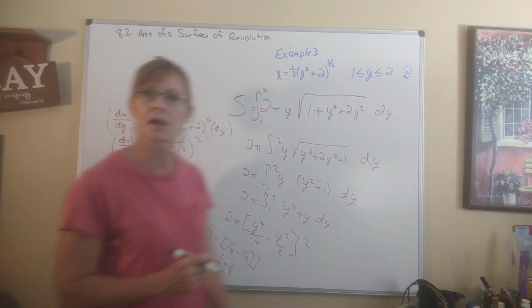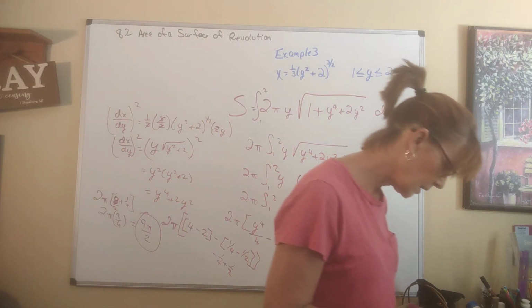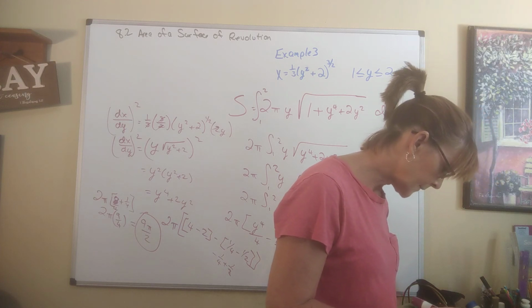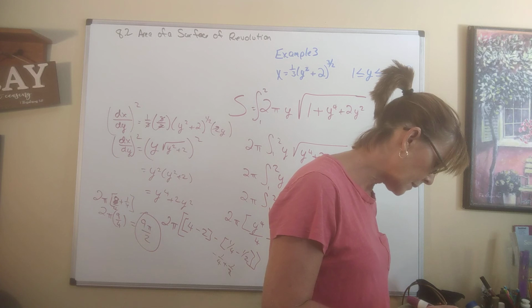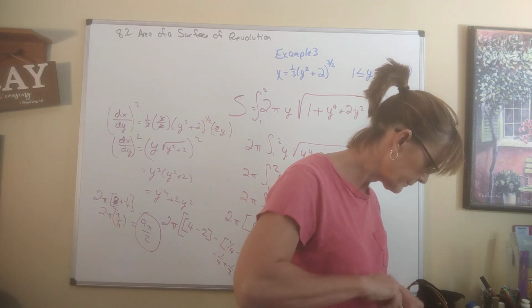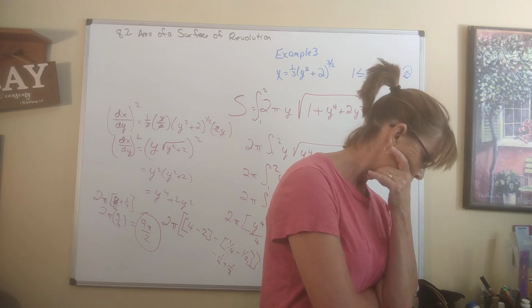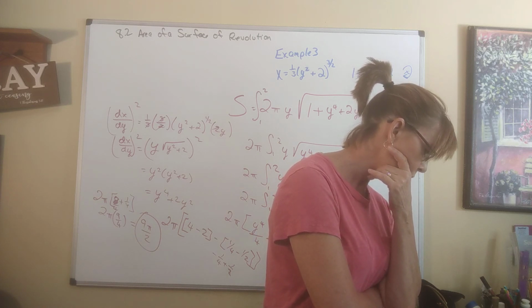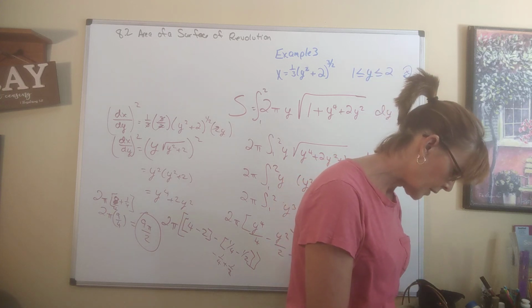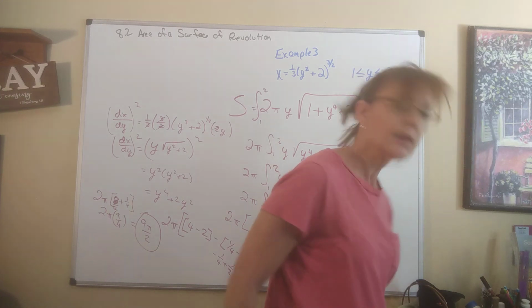Let me check my notes just to make sure I didn't make a mistake. And I got 21 pi over 2. Let me see what I did wrong here. Did I miss a chain rule? Hang on. Oh, well, that would have been fine. Let me find my mistake.